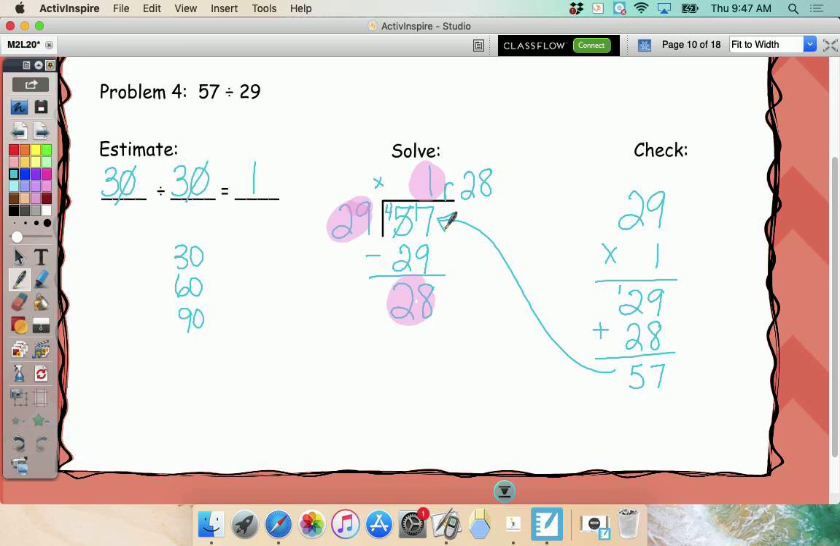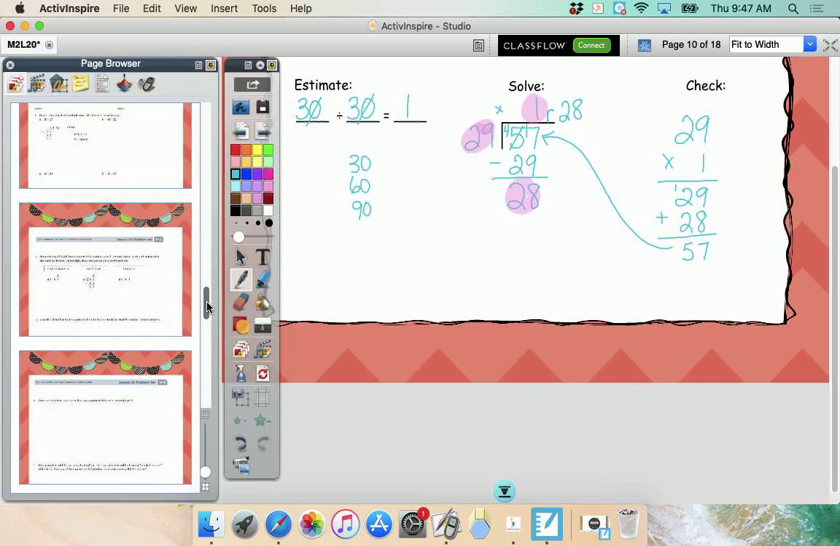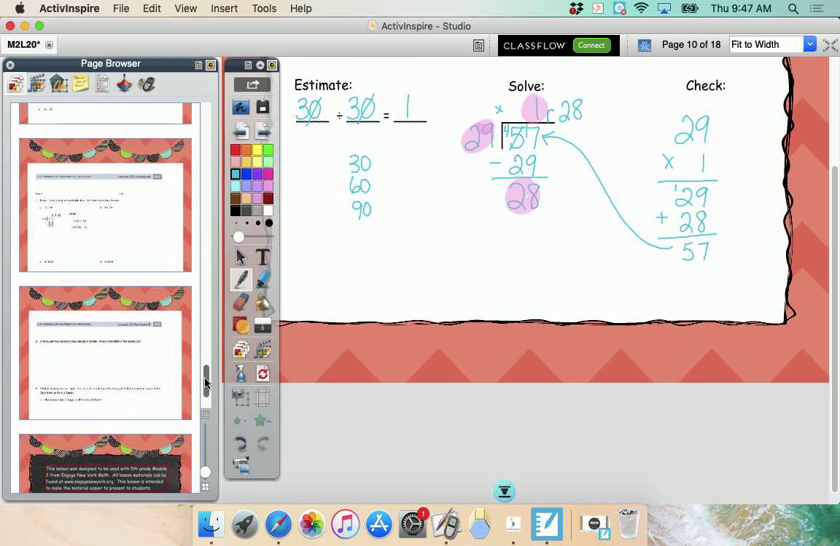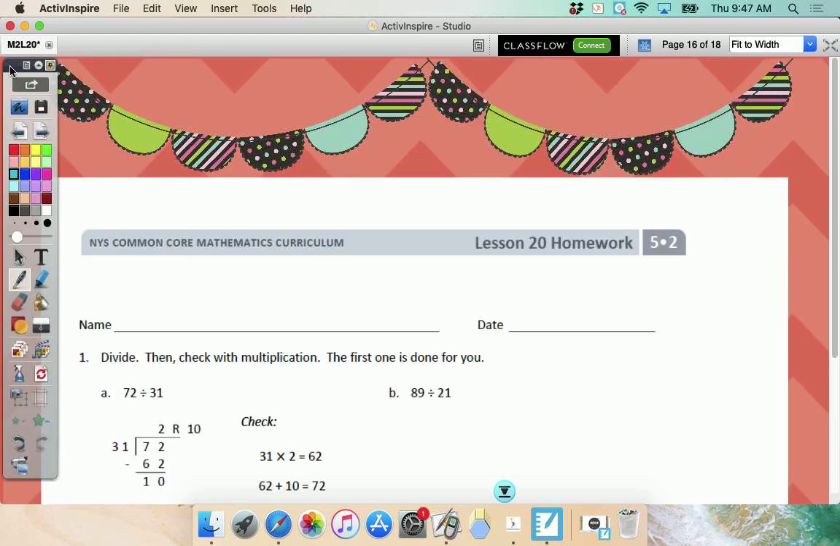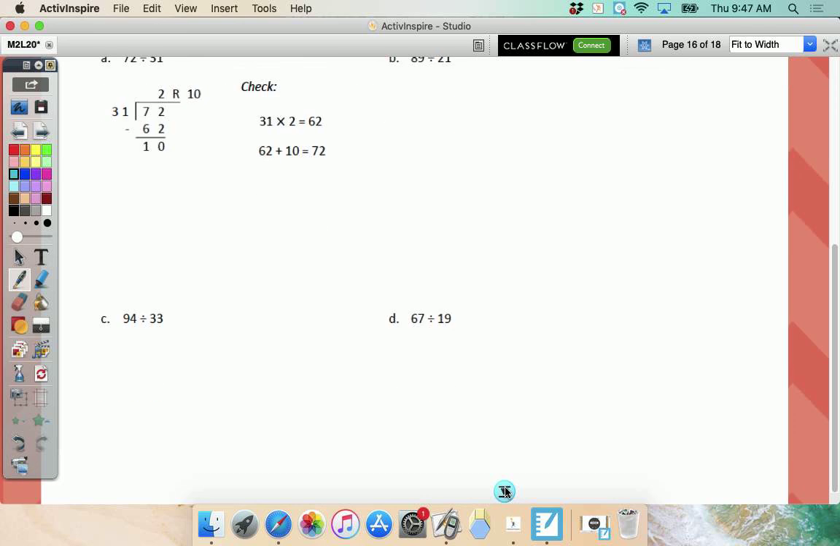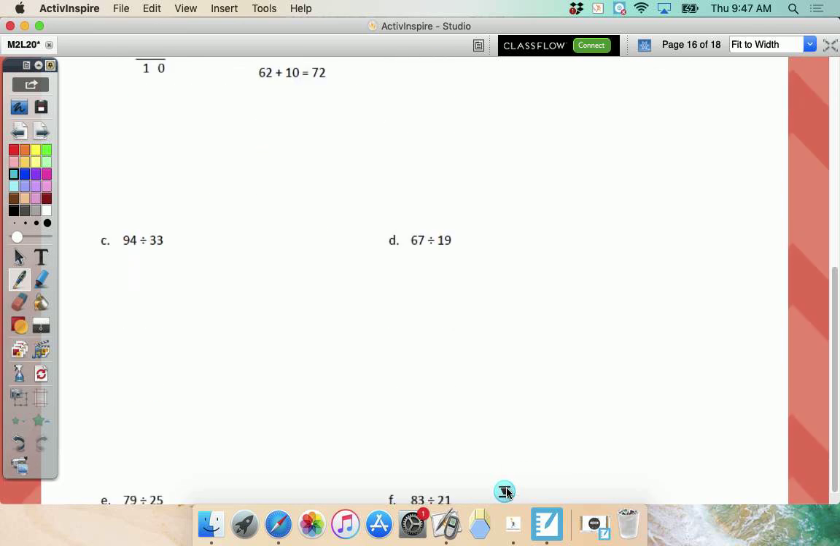So turn it over to the very, very back. I'm going to pick a problem off the homework page, so I'm going to skip ahead to that real quick. I can send it home with you if you want me to. Okay, so let me pick it out real quick. I want to do C on here.